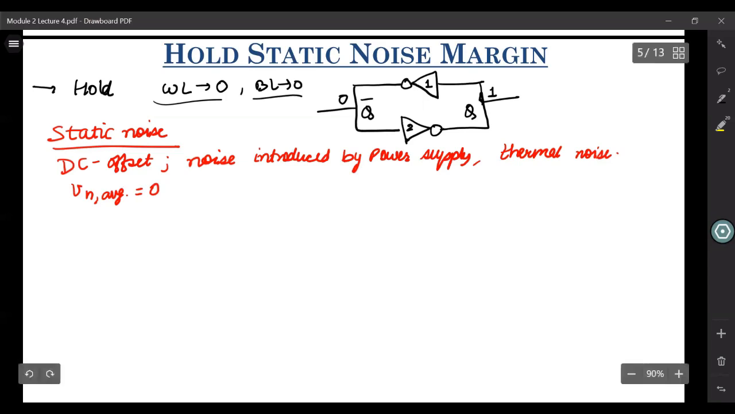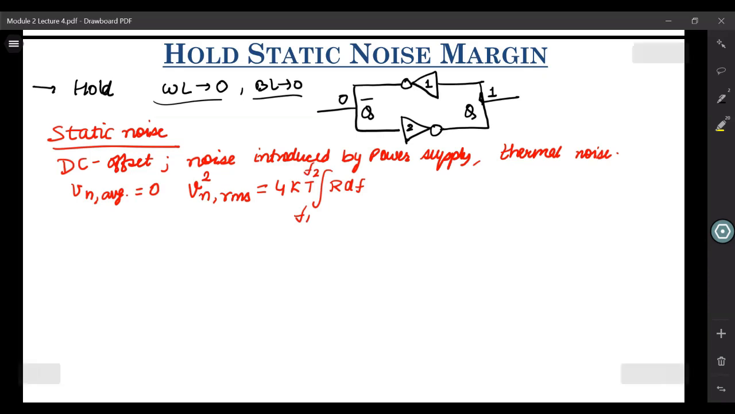So what we talk about here for noise is their RMS value. How we represent the RMS value of your thermal noise is Vrms squared is equal to 4kTR df, integrated over frequency f1 to f2, which is your bandwidth or whatever range of frequencies you are considering. So Vn RMS is nothing but the root of 4kTR times bandwidth. This is how you define your Vn for your thermal noise.